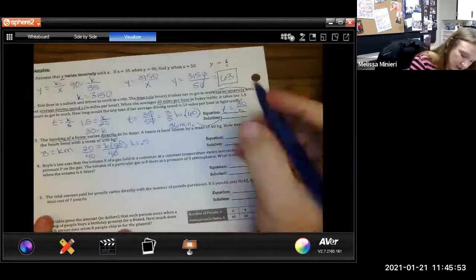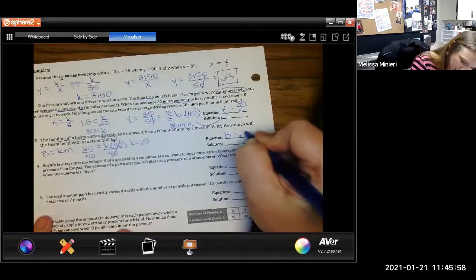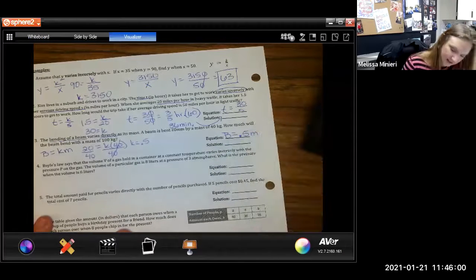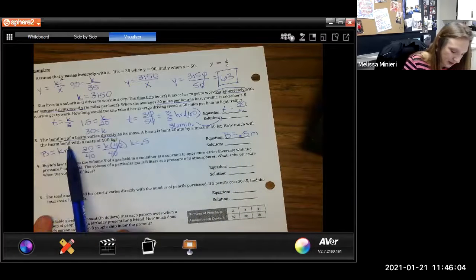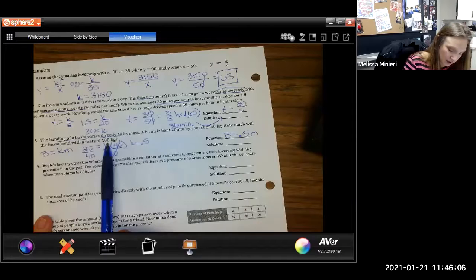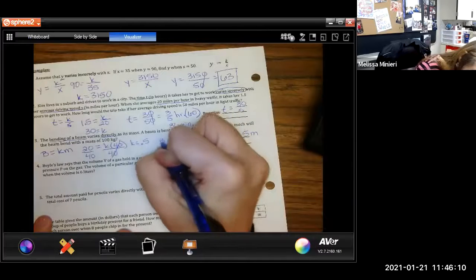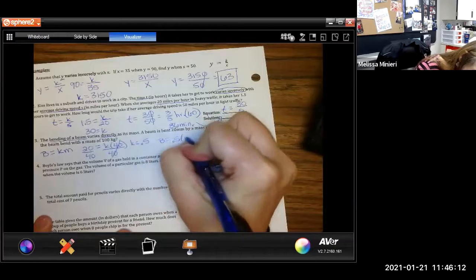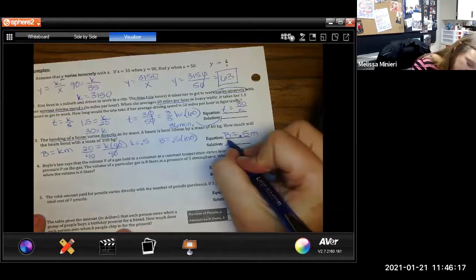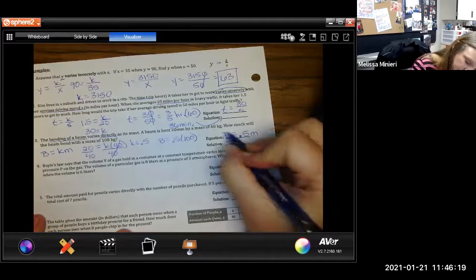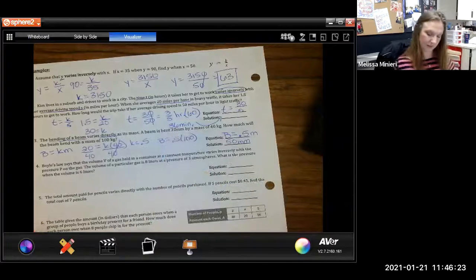So now we know the relationship. The bending of the beam is going to equal 0.5 times whatever mass we are given. How much will the beam bend with a mass of 100 kilograms? They gave us a mass, so I'm going to plug that in for m here. So B equals 0.5 times 100. So I get 50 millimeters would be the bending of the beam.